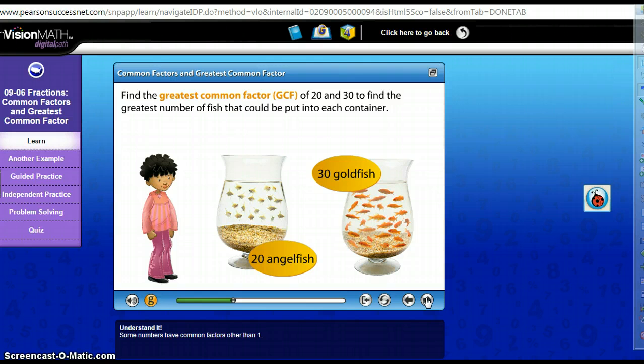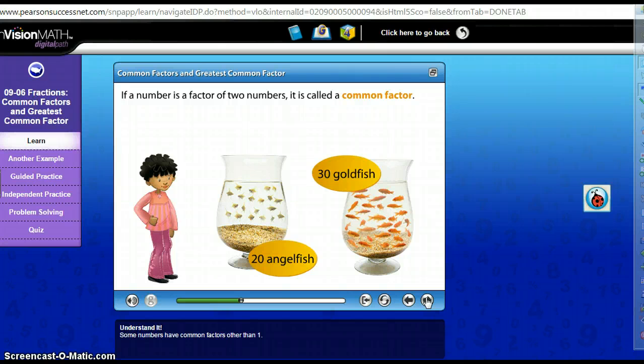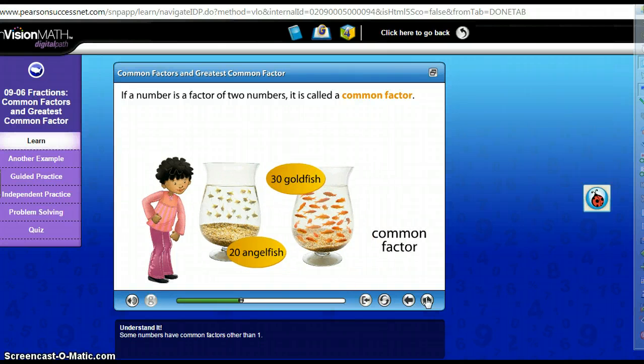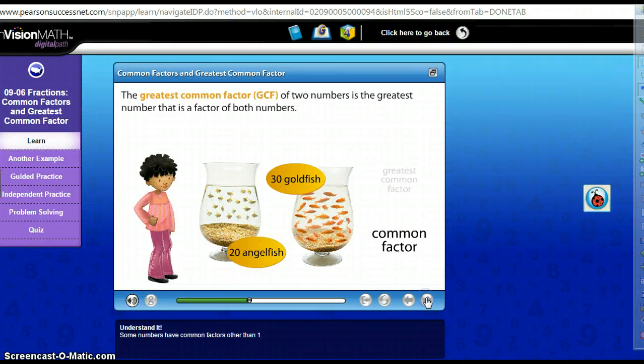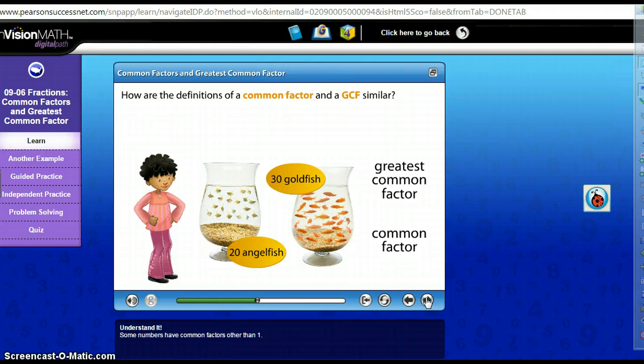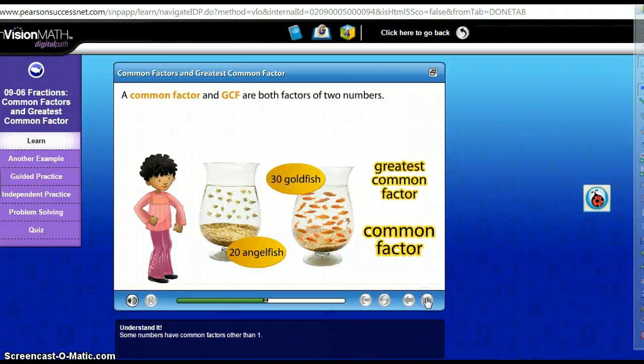Again, GCF stands for greatest common factor. Sometimes in your textbook, you may only see it listed as GCF. That's what it means. If a number is a factor of two numbers, it is called a common factor. It's the factor they both have in common. Makes sense, right? The greatest common factor of two numbers is the greatest number that is a factor of both numbers. How are the definitions of a common factor and a greatest common factor similar? Both of them are common factors, except the greatest common factor is the largest factor that both of them have in common. A common factor and greatest common factor are both factors of two numbers.